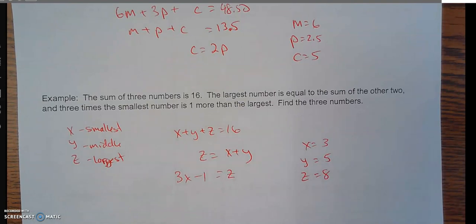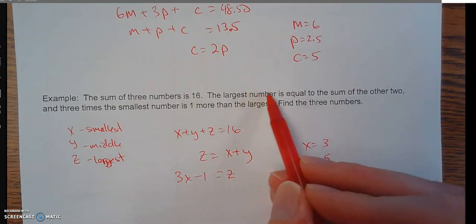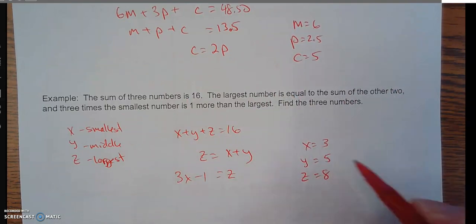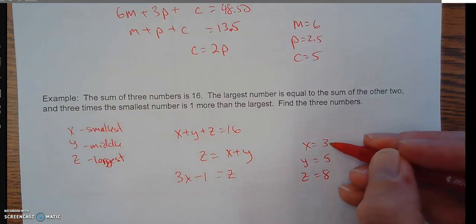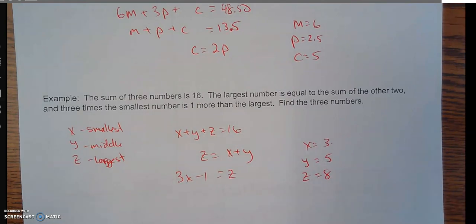And on all of these, maybe not on the homework, but on a quiz or a test, plug them back in. See, do they add up to 16? Is the largest number equal to the sum of the other two? So does 8 equal 3 plus 5? Yeah. Is 3 times the smallest 1 more than the largest? So 3 times that would be 9. Yeah, 9 is 1 more than 8. So you could check pretty quick to see if you got them right just by plugging everything back in.